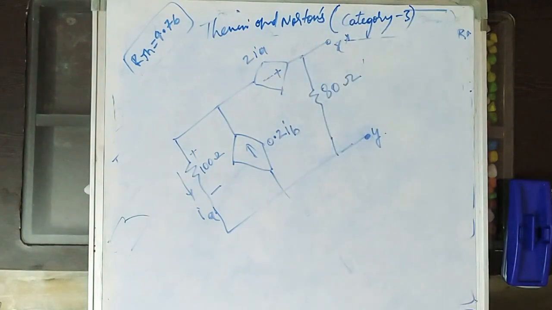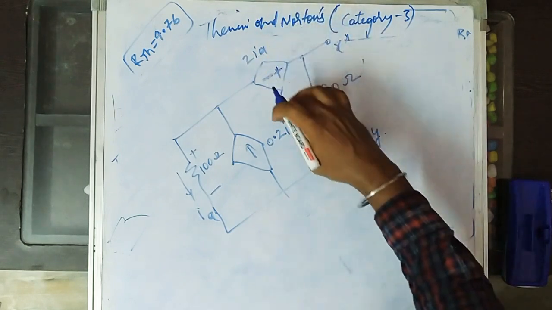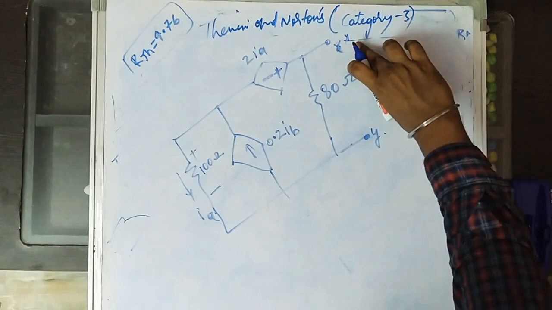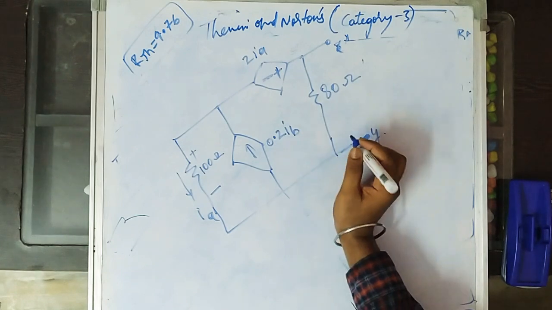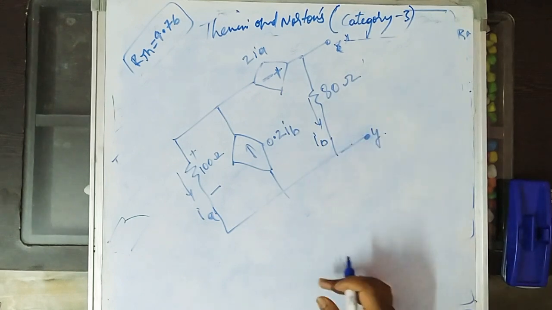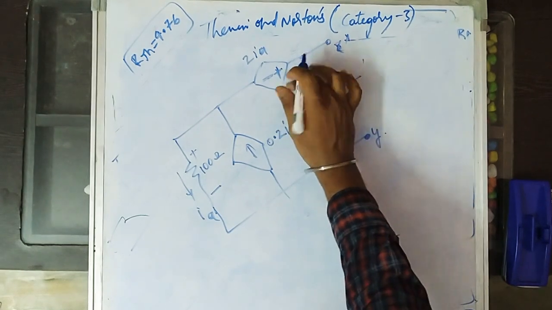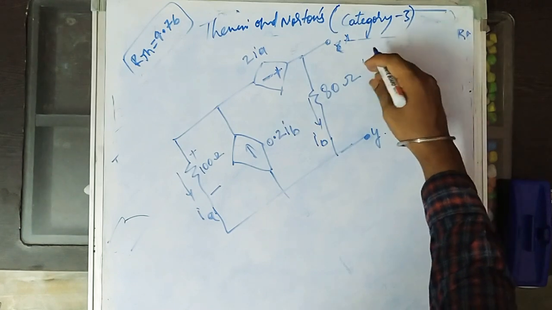You have two dependent sources, a current-dependent voltage source and a current-dependent current source. I am asking you to find the Thevenin equivalent across X and Y. This current source depends on the current IB through the 80 ohms, and this voltage source depends upon the current through this 100 ohms. I wish you to find the Thevenin equivalent across XY.